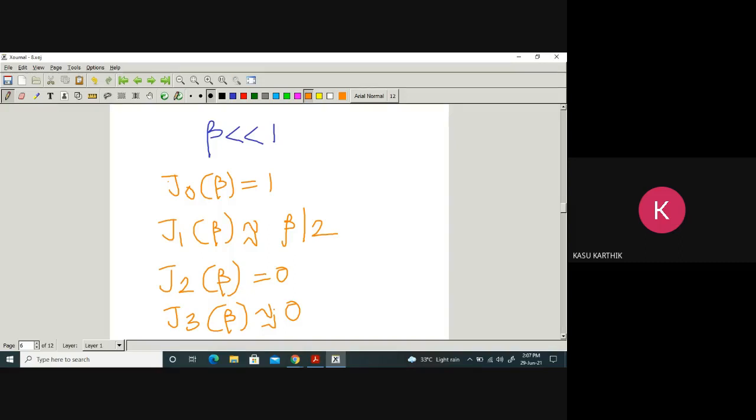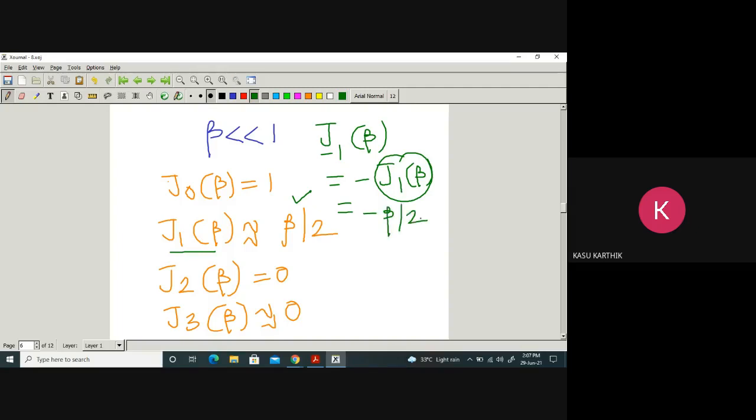Is it okay? This is the property of Bessel function. But J1 beta is what we know. What is J minus 1 beta? That is equal to minus J1 beta. Obviously, what is J1 beta? Beta by 2. So this will be minus beta by 2.